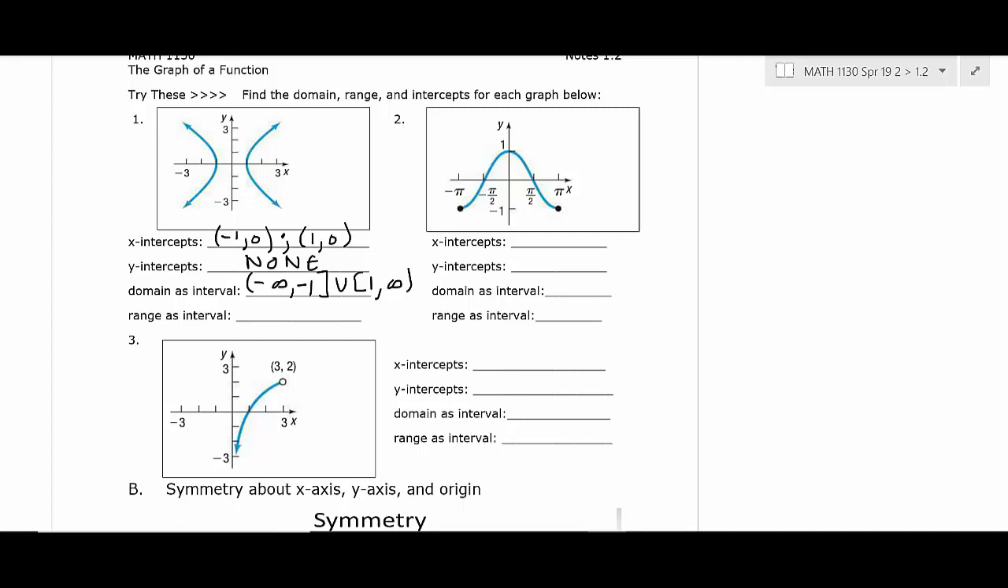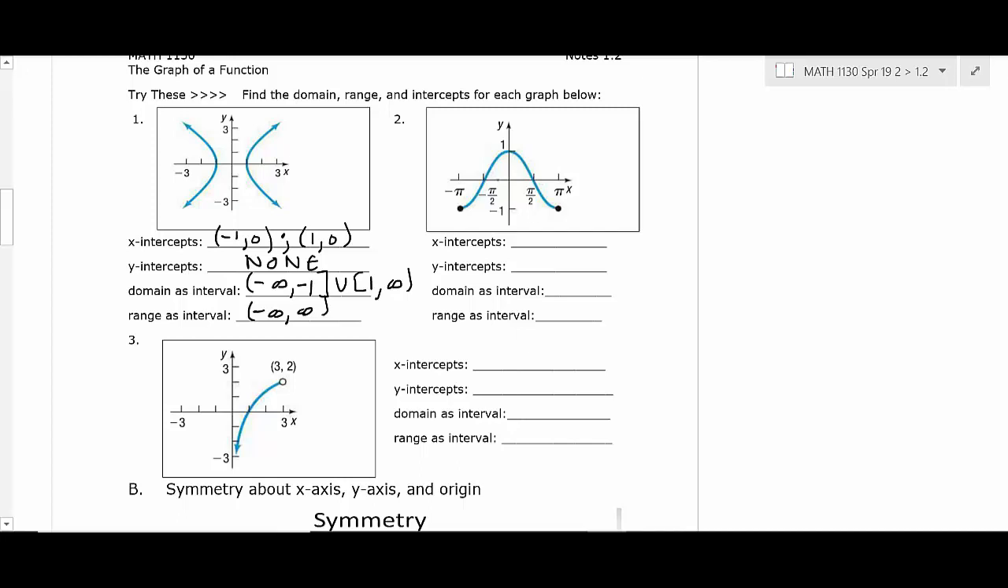Okay. The range, what did you get on the range? All real numbers. Okay, so y can be anything. So you write that like that. So that's what you should get. If you didn't quite get the brackets right, make sure you pay attention to those things.